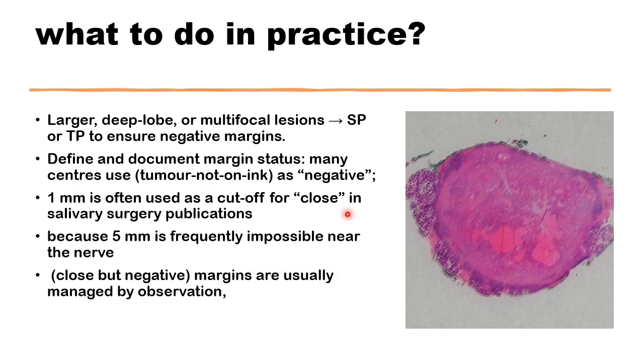salivary surgery. 5 millimeters is probably a bit too optimistic and not very practical, because facial nerve branches would be quite close at one point or another if the tumor size reaches around or more than 3 centimeters. And close but still negative. Close means that the tumor content is still contained within a capsule, and about 1 millimeter from the ink dots can be managed conservatively without a need for further intervention.